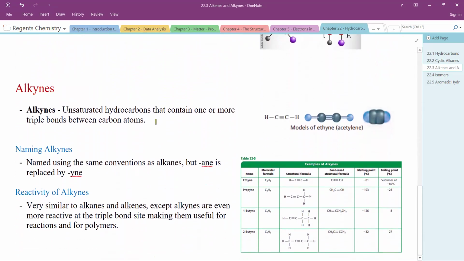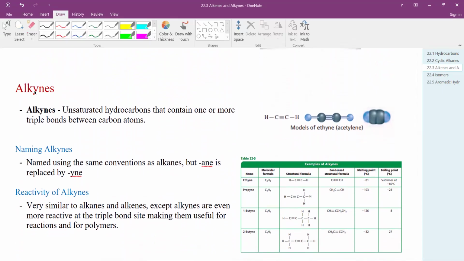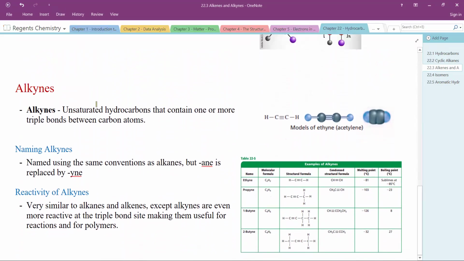But we need to move on to a new class of compounds called alkynes. And you guessed it, the difference is, again, the number of bonds, right? Unsaturated hydrocarbons that contain one or more triple bonds. Now, alkynes are less common and they are triple bonded substances. So we have an example of ethyne right here, which is C2H2. Okay. And you can see it's named using the same conventions as alkanes, except we replace "ane" with "yne", Y-N-E.